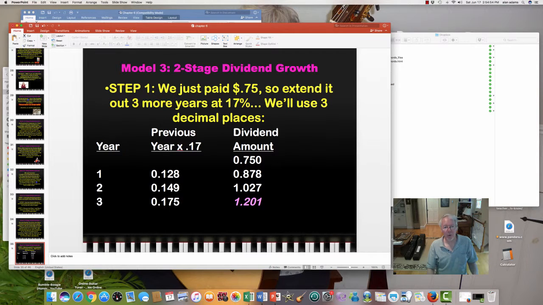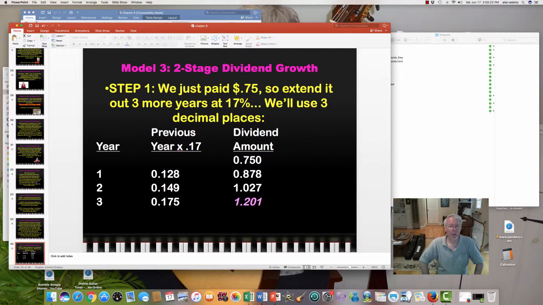Okay, step 1. You need to grow the dividend every single year for the supernormal growth period. That's 3 years. Now we know D sub 0, you just paid 75 cents. So we go out 3 more years at 17%. I'm going to take this math to 3 decimal places, ladies and gentlemen. That's what I recommend you use throughout our course. All right, 75 cents. Multiply that by 17%.